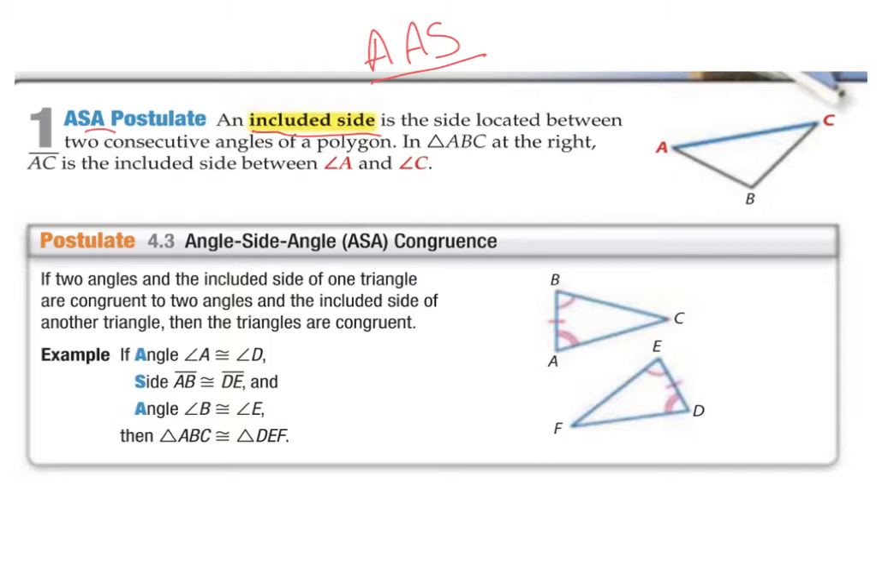So looking at an example, we have angle B congruent to angle E. We have angle A congruent to angle D. And then the side given to us, AB, is congruent to ED. Notice that that side is in the middle of the two angles. It's not off to one side, it's an included side, and that's what makes it different.